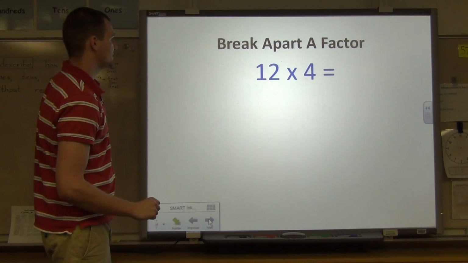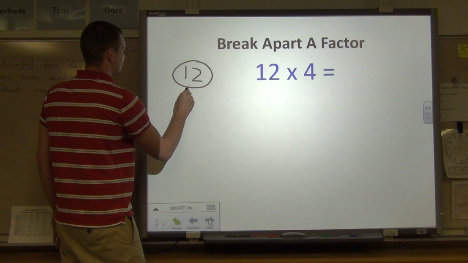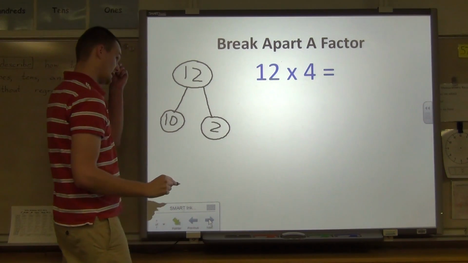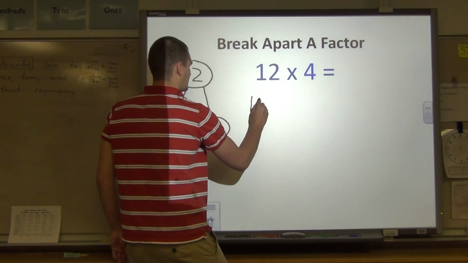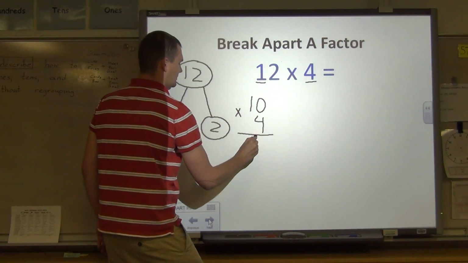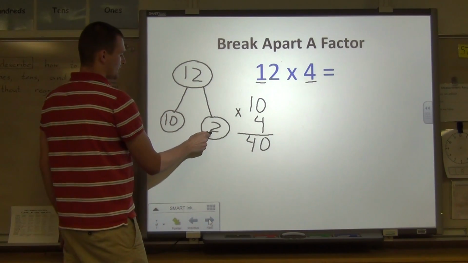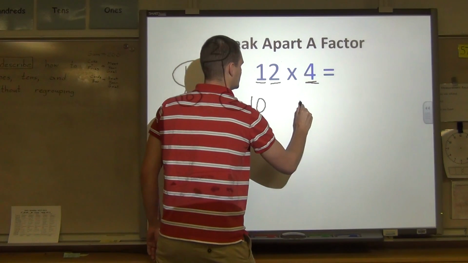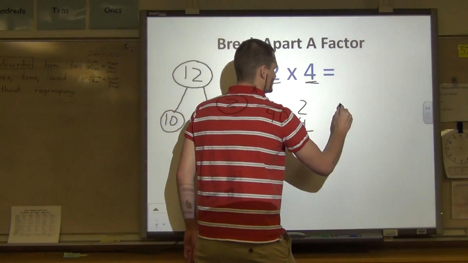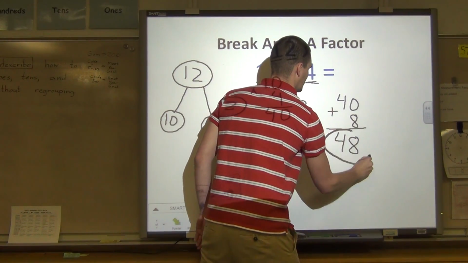And our last strategy is our break apart a factor strategy. We're going to take our 12 and we're going to create a number bond here. So we have 12 broken into the expanded form of 10 plus 2. And now for the break apart a factor strategy, we're going to take that 10 times our 4 and solve. 0 ones times 4 is 0. 1 ten times 4 is 40. Now we're going to take our 2 in our number bond times our 4 in a separate problem. And 2 times 4 gives us a product of 8. And now we're going to take our 40 plus our 8 to give us a total of 48.